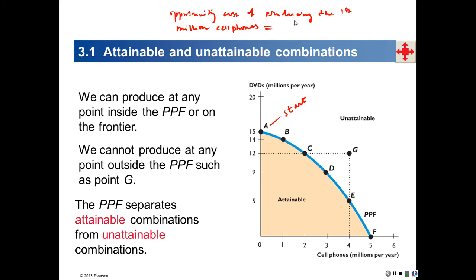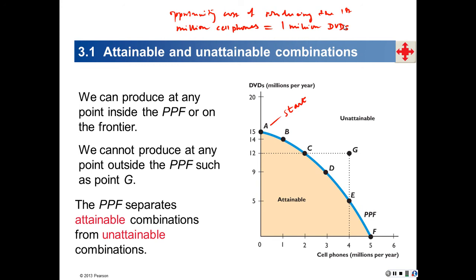Now remember, opportunity cost stands for opportunities given up. In order to take a step, you have to give up something else. And that is an implication of scarce resources, correct? So what is the opportunity cost of producing the first million cell phones? Your answer would be, you've already given it to me, 1 million DVDs. Is that right? So the answer to this is 1 million DVDs. Agreed?